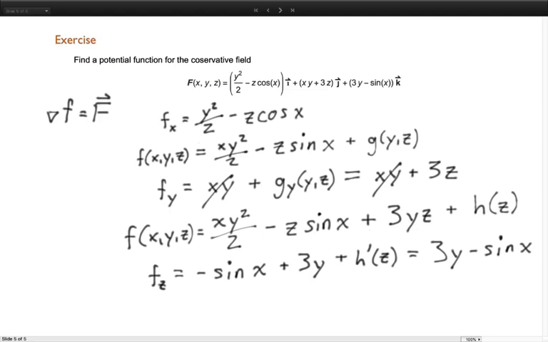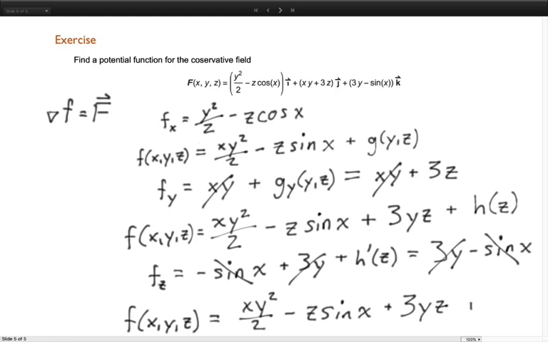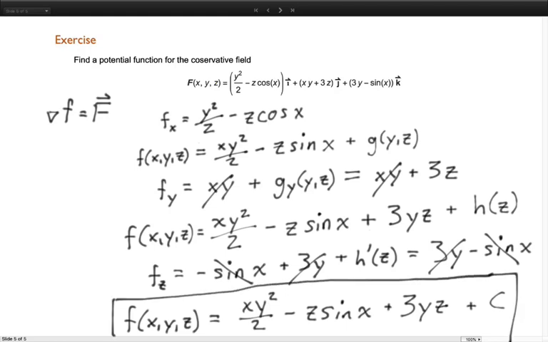It's not uncommon that we see these terms show up on both sides, so we can cancel them out, and I'm left with the fact that h prime of z is 0. So, in fact, h is just any old constant; any constant will do. And we can finish this off by sticking it all together, recognizing that h of z need only be a constant, and there's our potential function for this vector field. You might want to differentiate it just to check that we did it correctly.